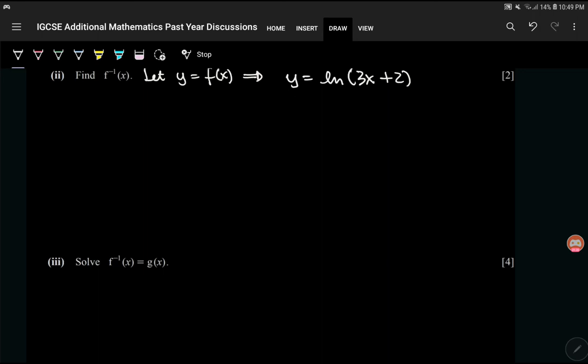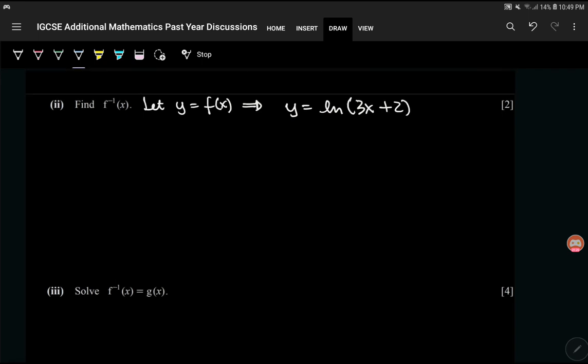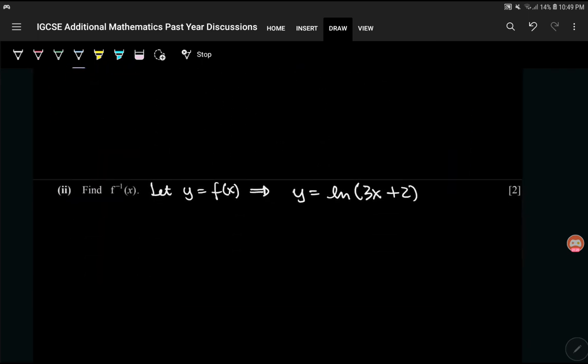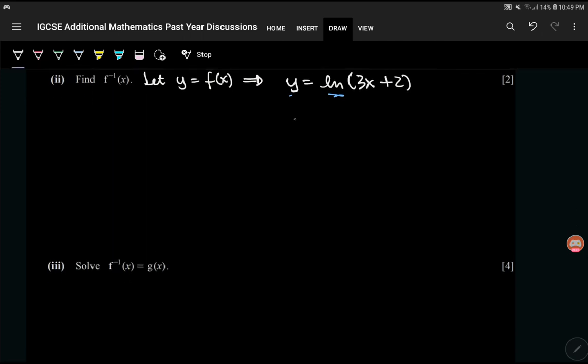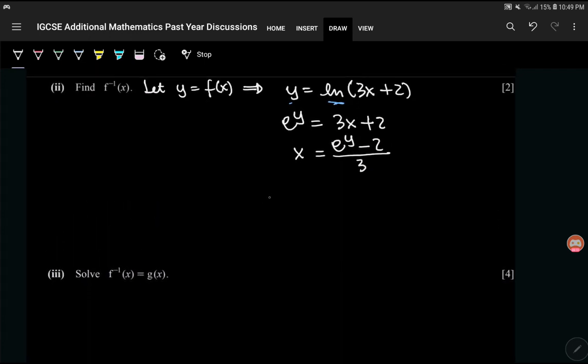To eliminate ln on the left hand side, we use the same rule. If we put the exponential on this side, we will have only 3x+2. But if we put the exponential on the right hand side, we also need to put it on the left hand side. So we have e^y equals 3x+2. Then as usual, express x in terms of y. So x is (e^y - 2) over 3. That is not our final answer yet. Our final answer is the inverse of f(x) equals (e^x - 2) over 3.